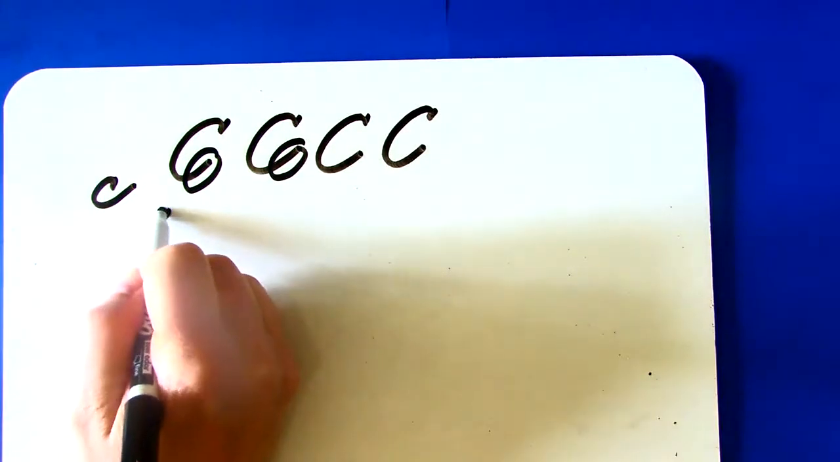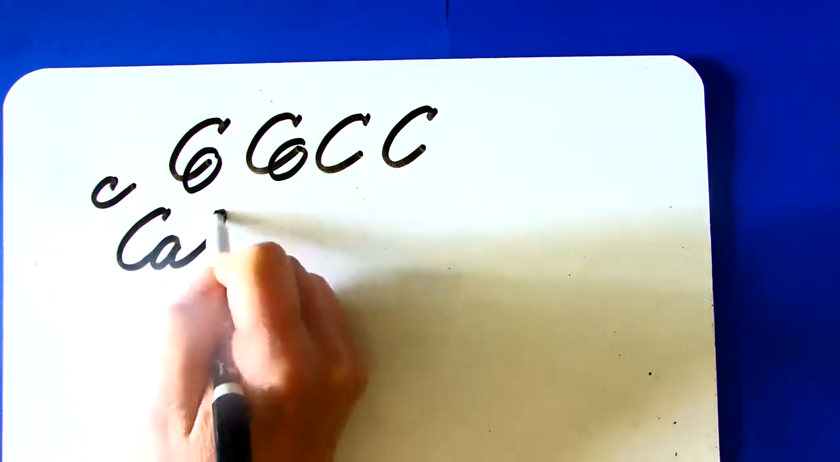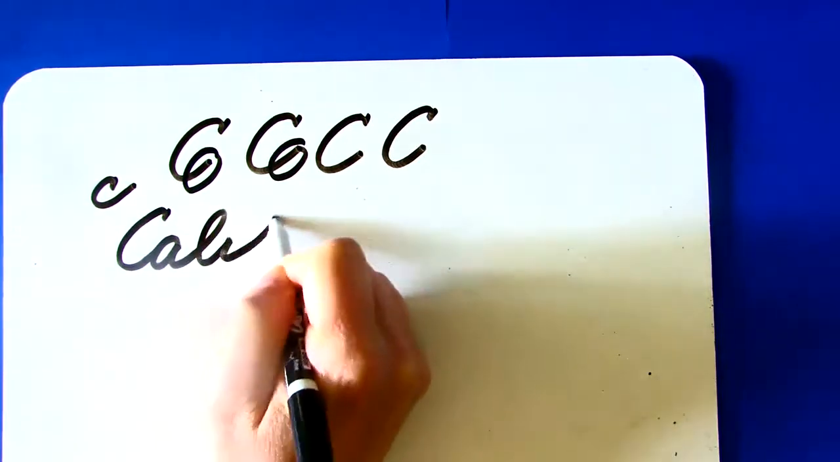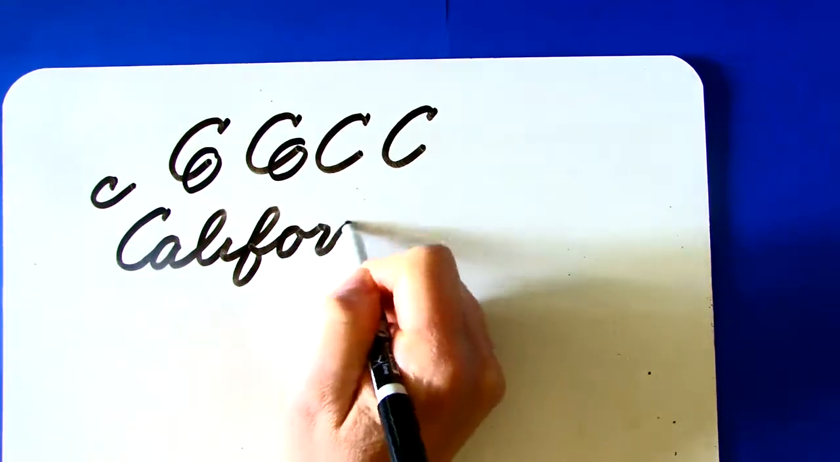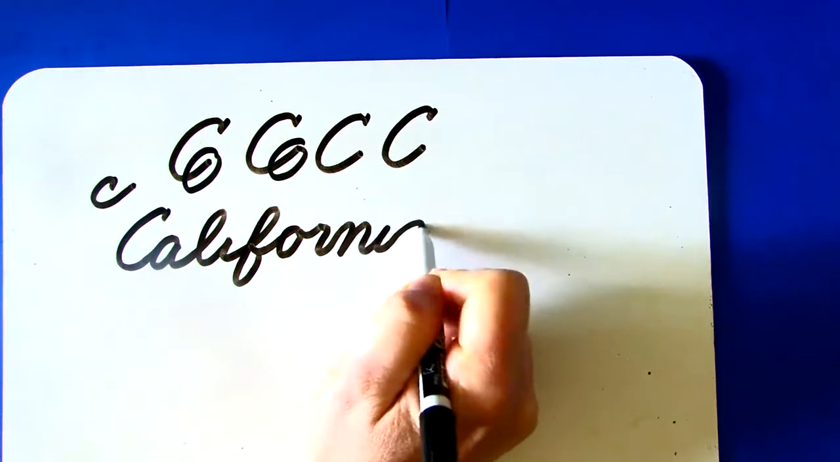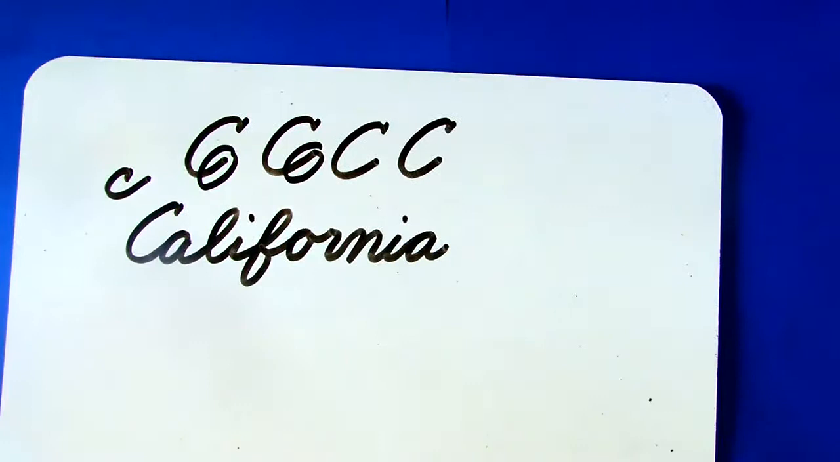Baby slant, down, curve and around. Here's the word California. It's a good one to practice because it has plenty of letters. There's the word California.